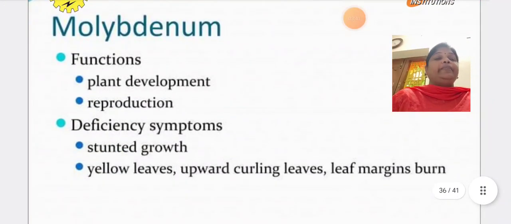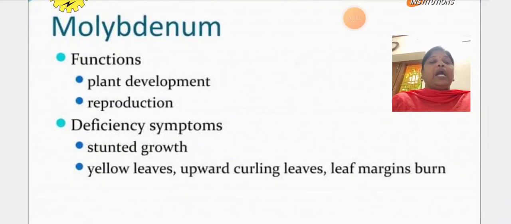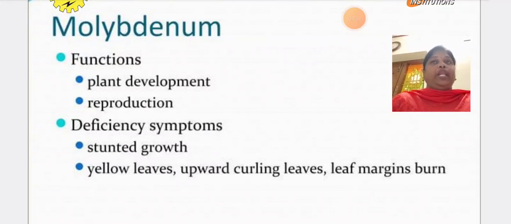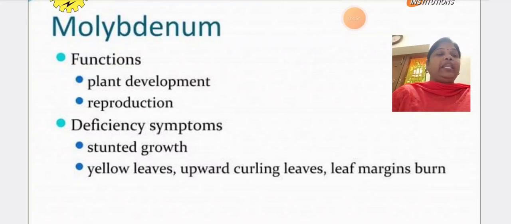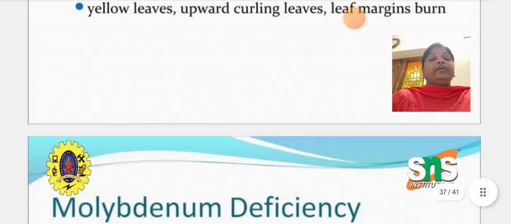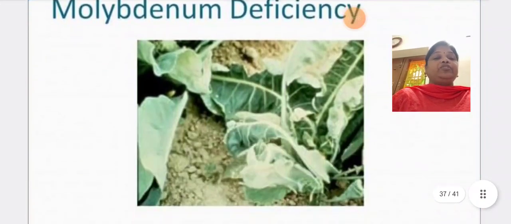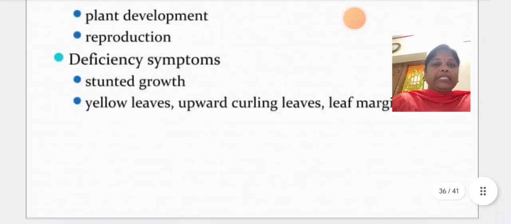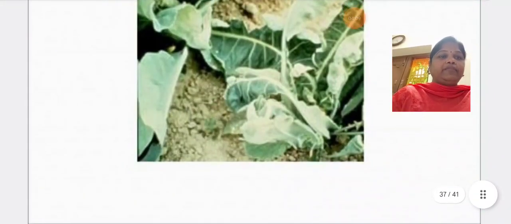Next one is molybdenum. The function of molybdenum is mainly plant development and reproduction. The deficiency symptoms are stunted growth, yellow leaves, upward curling leaves, and burnt leaf margins. The picture shows the leaves are bent, and some leaves are burnt. The growth of the plant is very stunted.